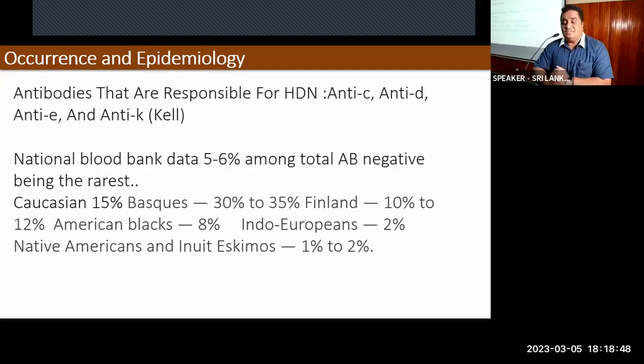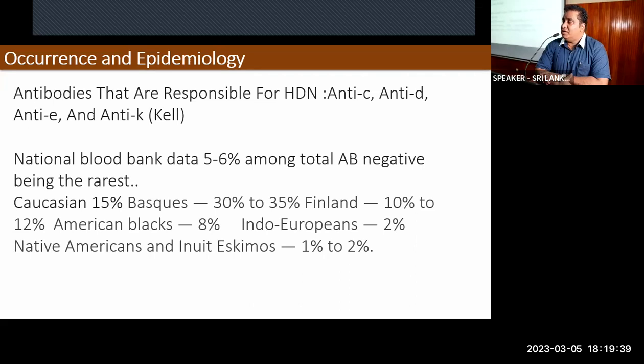That is from the National Blood Bank, and this is the latest data. In Sri Lanka, our Rh negative population is 5 to 6%, out of which AB negative is the rarest. If you look at other races, Caucasians are 15%, Basques 30 to 35%, and Finland is about 10 to 12%, American blacks and Indo-Europeans 8%, and Native Americans and Eskimos 1 to 2%. They are the rarest Rh negative people. So we also stand somewhere within the 5 to 6 range.